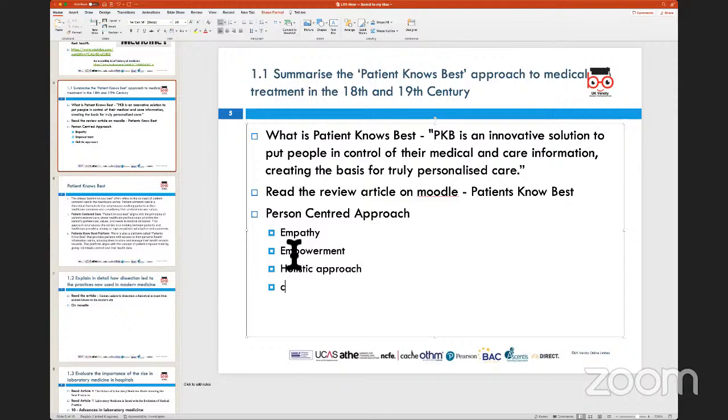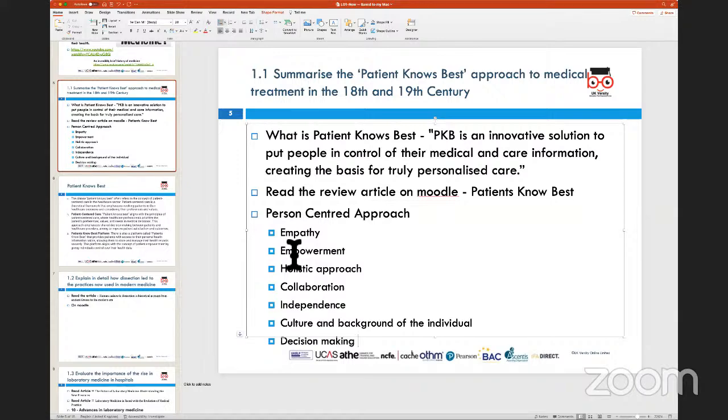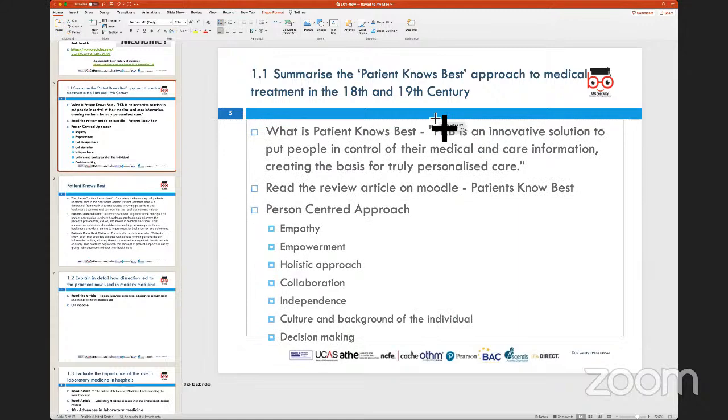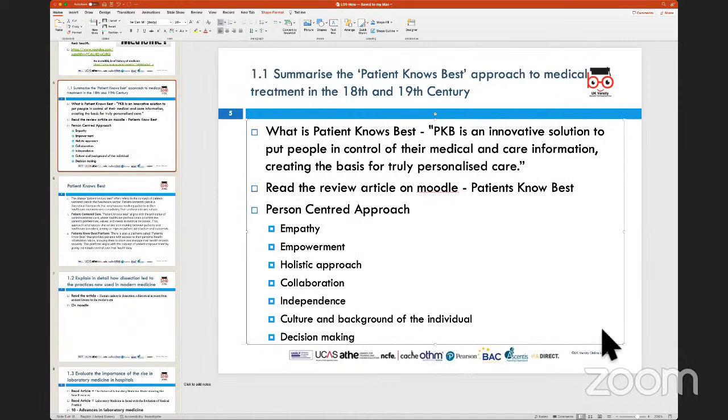You look at, for example, collaboration. You look at paying emphasis on independence, and you also take into account the culture and background of the individual receiving the care. These aspects allow independent decision making to be done, with the patient becoming more involved in the care being administered to them. That would essentially be the concept of person-centered care.